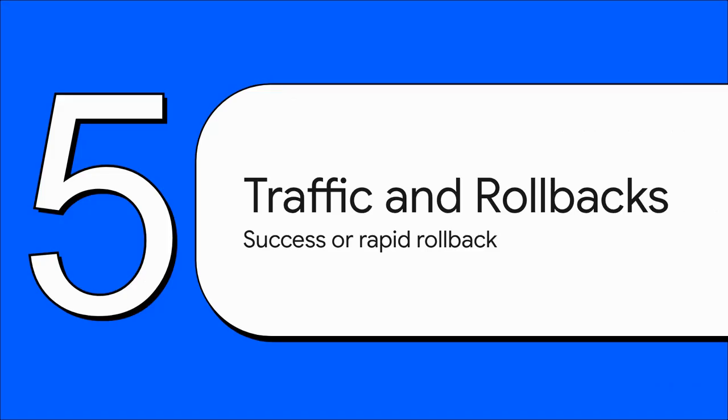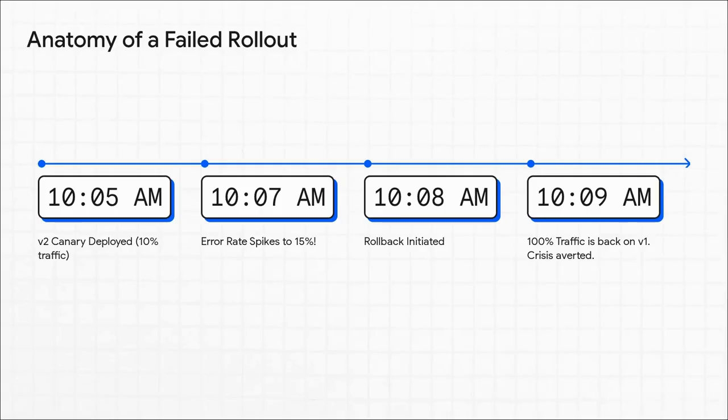Right, so based on what they're seeing on those dashboards, the team is at a fork in the road. They can either keep going and roll this thing out completely, or they can slam on the brakes and roll it all back. Let's explore what each of those paths looks like. Let's play out the what-if-it-fails scenario first.